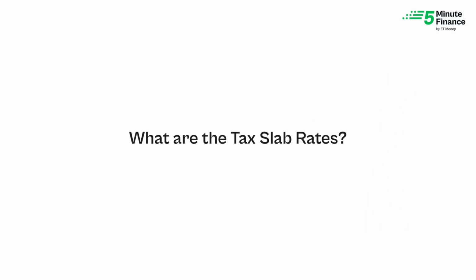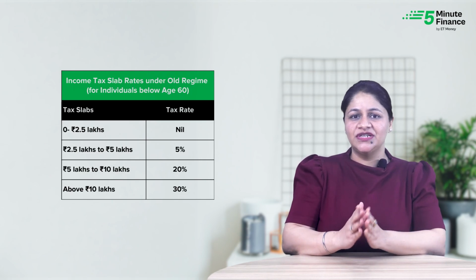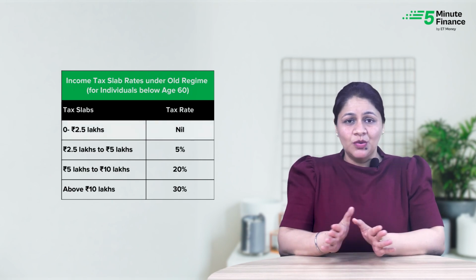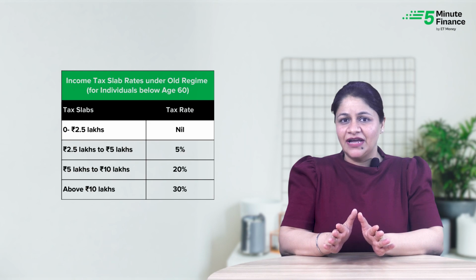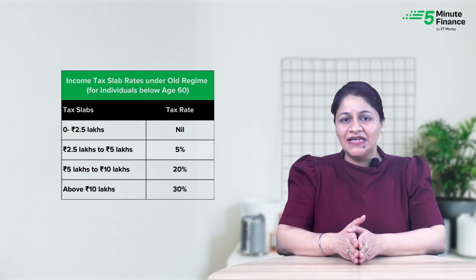So, let's move on to look at the slab rates under both the regimes. Look at the table on your screen. We'll discuss the tax rates for someone who is below 60 years of age under the old regime. So, there is no tax on the initial 2.5 lakh rupees of your taxable income. Next, for the income falling in the slab of 2.5 lakh rupees to 5 lakh rupees, there is 5% tax.